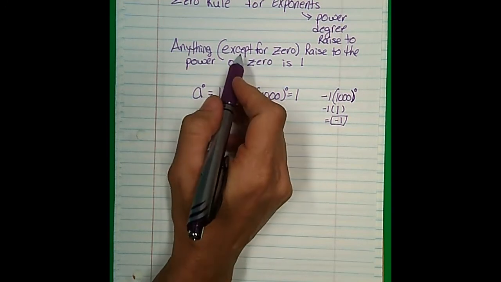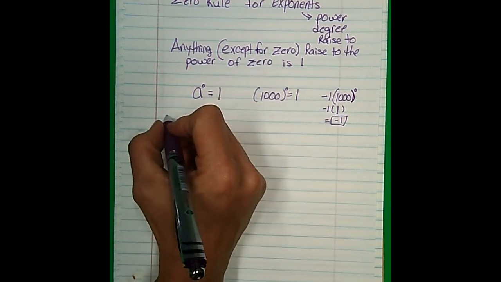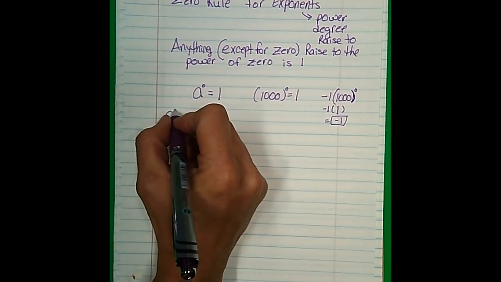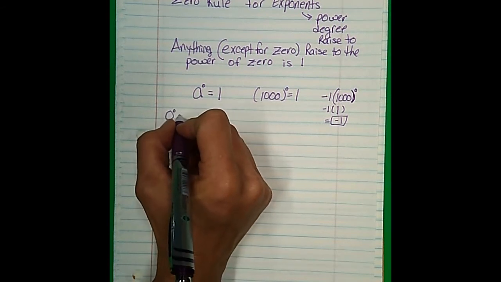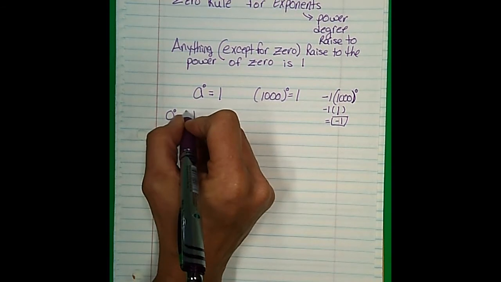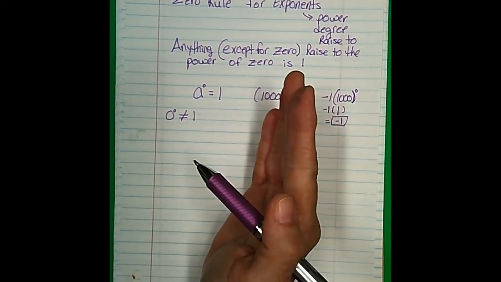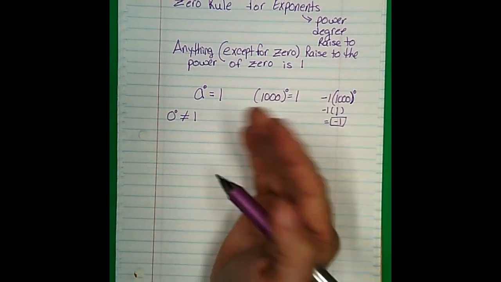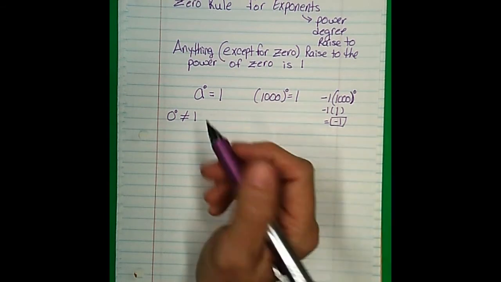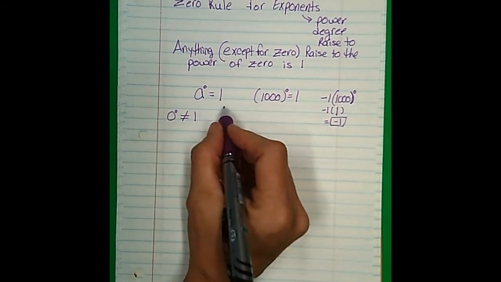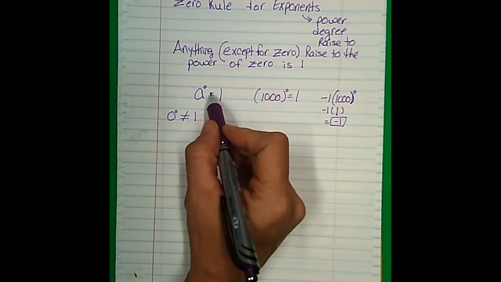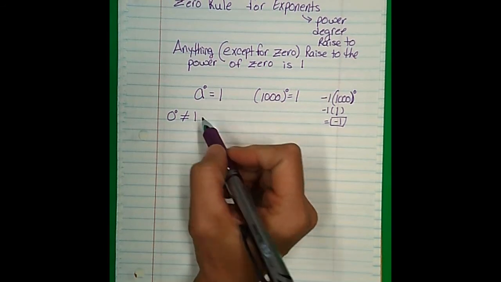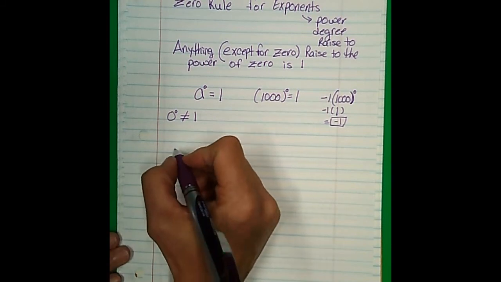Now, let's go to the except for 0. I can raise 0 to the 0 power, but I can't get 1 as an answer because 0 will not ever equal 1. 0 is just 0. So in this case here, anything other than 0 raised to the 0 power is 1. And I can show you why.